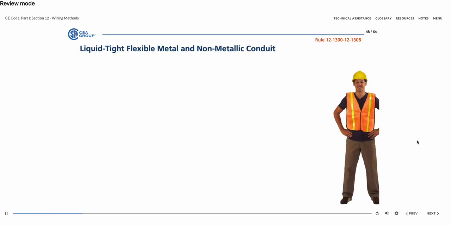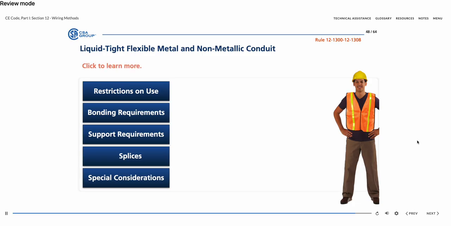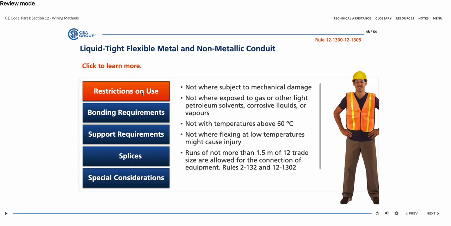Liquid-type flexible metal and non-metallic conduit is used where a flexible connection is required in dry, damp, or wet locations. It cannot be located somewhere where it's exposed to mechanical damage or where it would be exposed to gas or other light petroleum solvents, corrosive liquids, or vapors. Additionally, it cannot be in temperatures above 60 degrees Celsius. Lastly, it cannot be where flexing at low temperatures might cause injury.